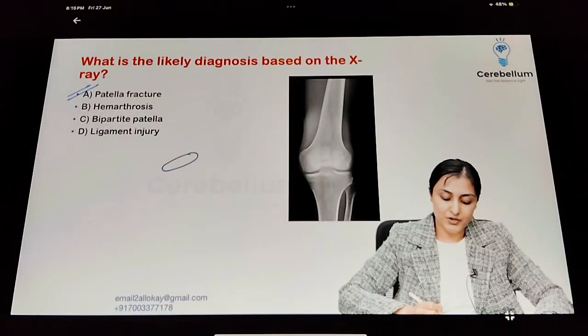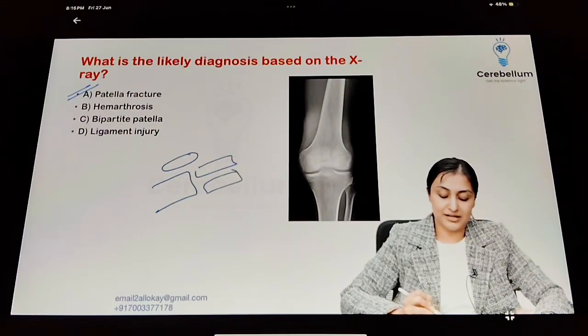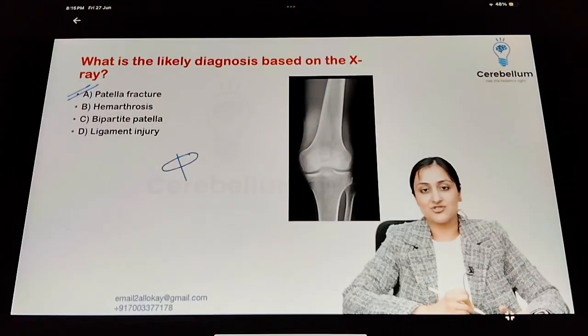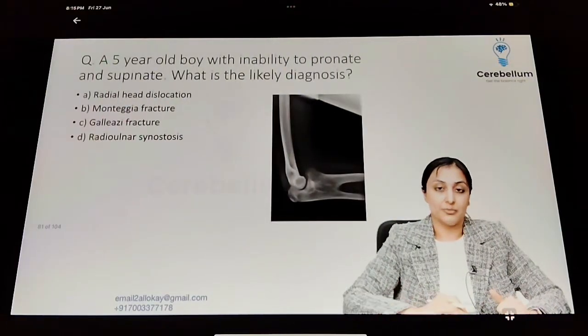Normally for patella, we will do what is called a skyline view. This is what it will look like. This is not what it will look like exactly, but basically you will see the patella in view and there will be a fracture associated. So that is how a patella fracture appears.